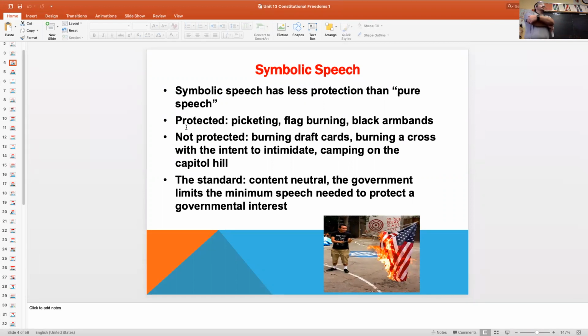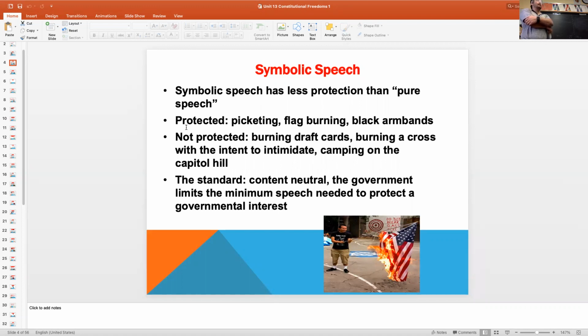Jeffrey, go ahead. School students wanted to wear black armbands in protest of the Vietnam War. The school told them they couldn't. They got suspended. They came back wearing all black. They got all the way to the Supreme Court, and the Supreme Court ruled in favor of the students. Of the students, yeah, good job.